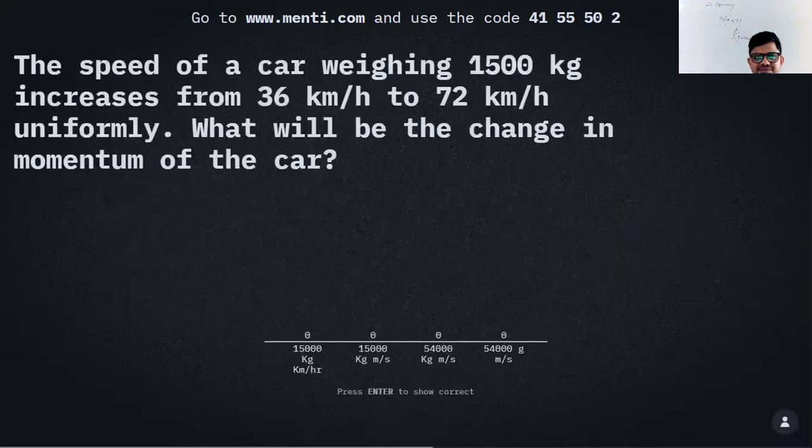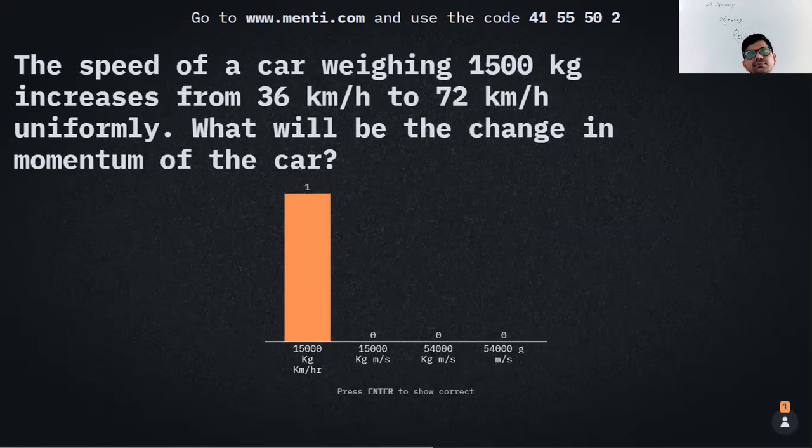Next question, MCQ. The speed of a car weighing 1500 kg increases from 36 km per hour, we have to change this into meter per second, to 72 km per hour, again change into meter per second. What will be the change in momentum of the car? Momentum is mass into velocity. You have to find the velocity and multiply with mass, you will get the momentum.